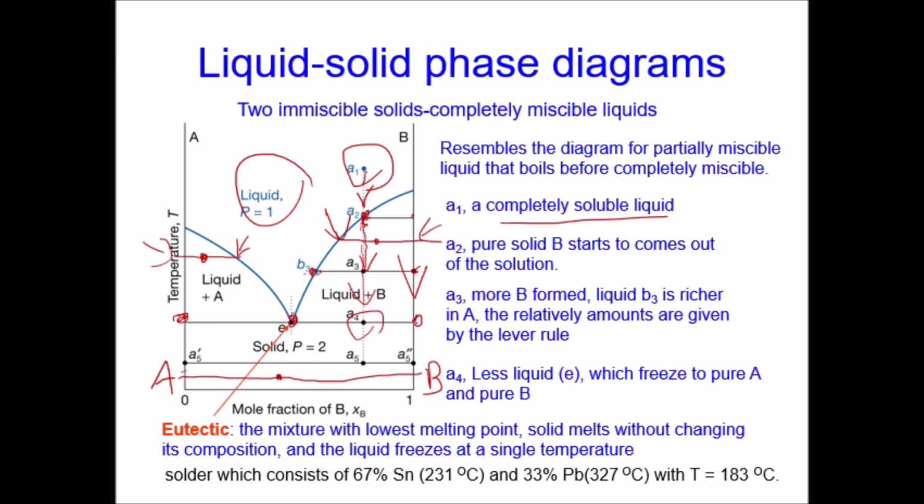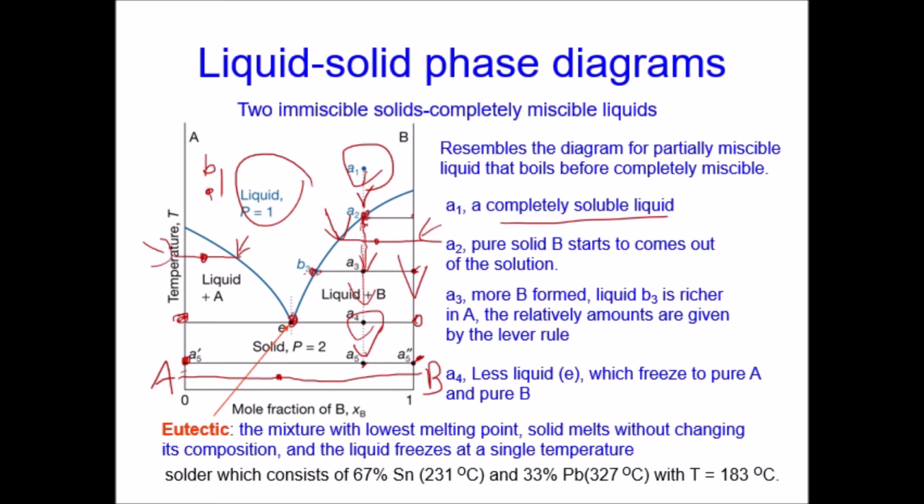If temperature goes down further, for example, let's go to A5, what do you see? All liquid disappears because it all freezes. And now you only have 2 solids, solid A and solid B. Now, if you go to the left side, let's say you start with point B1, what happens? It's still a completely soluble liquid.